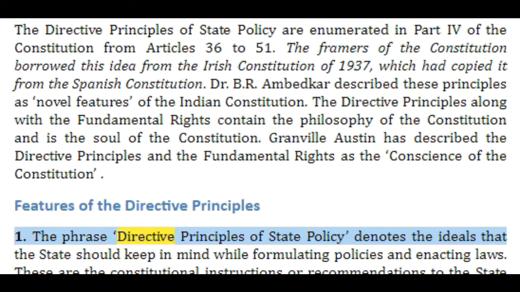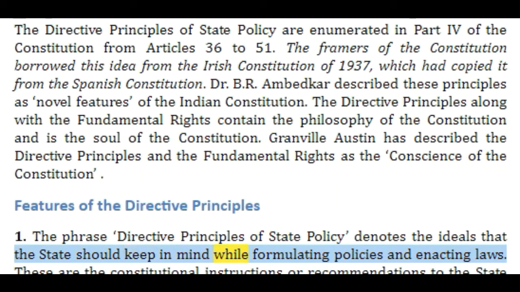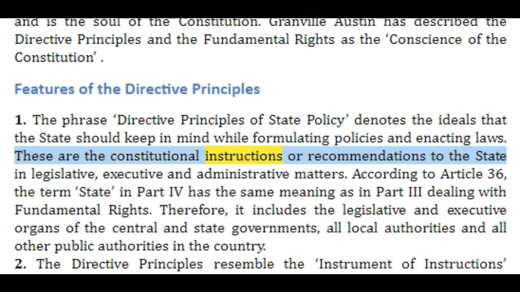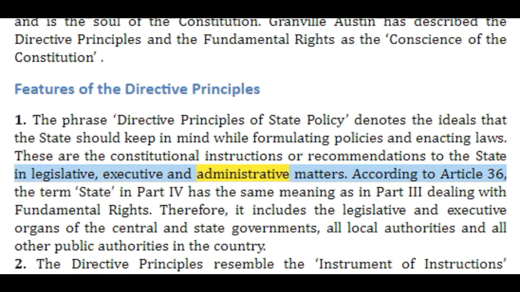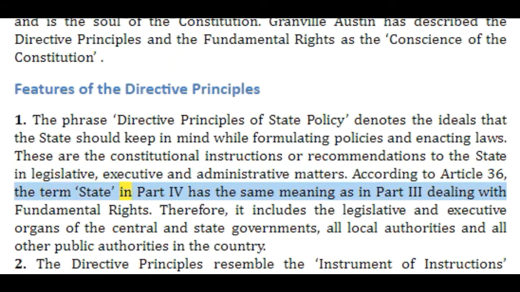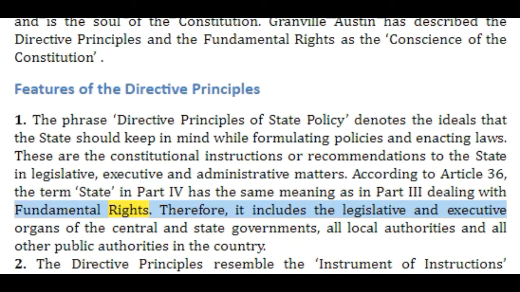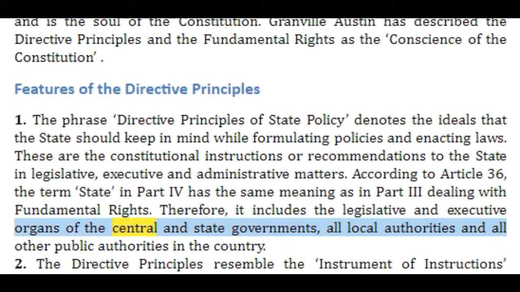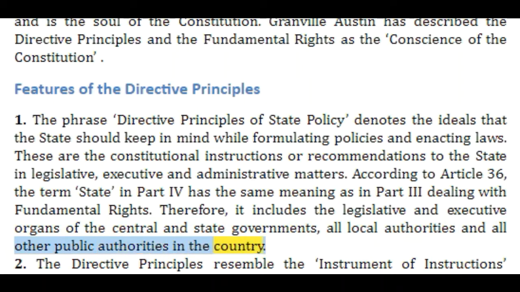1. The phrase directive principles of state policy denotes the ideals that the state should keep in mind while formulating policies and enacting laws. These are the constitutional instructions or recommendations to the state in legislative, executive, and administrative matters. According to Article 36, the term state in Part 4 has the same meaning as in Part 3 dealing with fundamental rights. Therefore, it includes the legislative and executive organs of the central and state governments, all local authorities, and all other public authorities in the country.